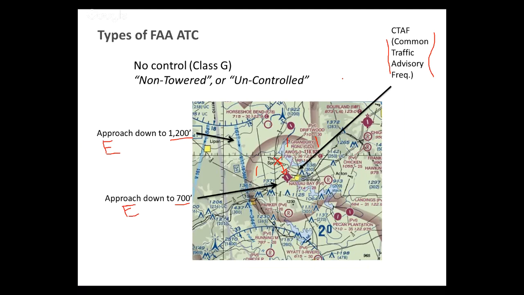So that's the non-towered, uncontrolled scenario. Your approach controller will transition you to what's called the CTAF, or the Common Traffic Advisory Frequency, at a point that is appropriate, whether that be a point when he loses you on his radar scope or a point when he decides that you've got the airport in sight and you verified that, and there's a general understanding that you can switch frequencies to make a safe landing.